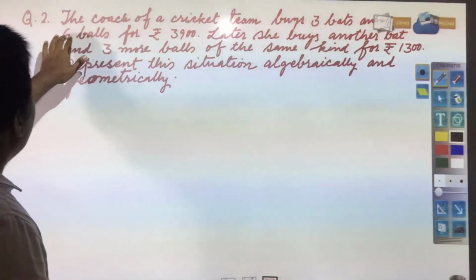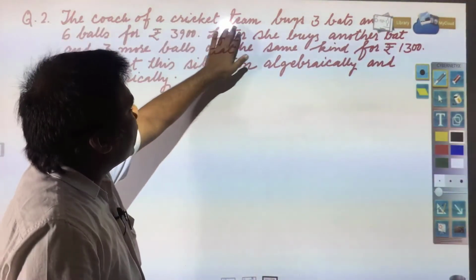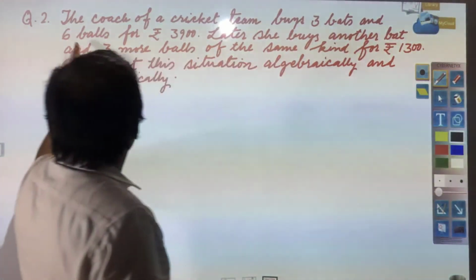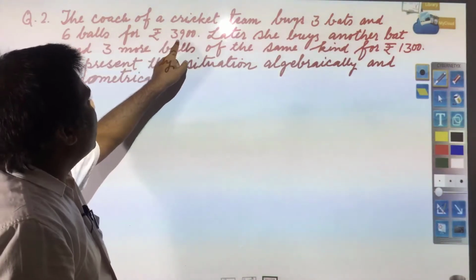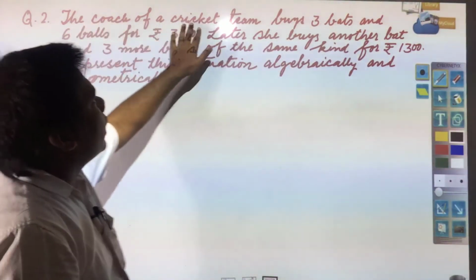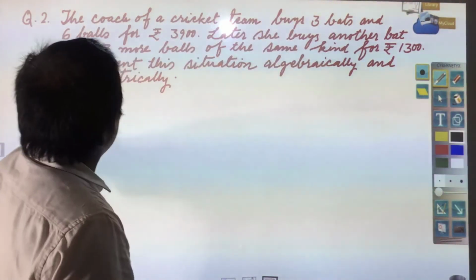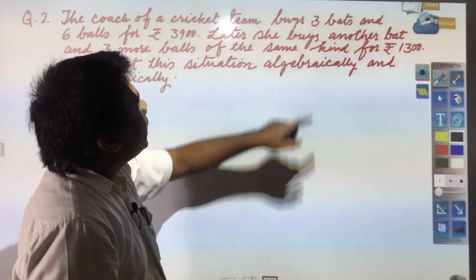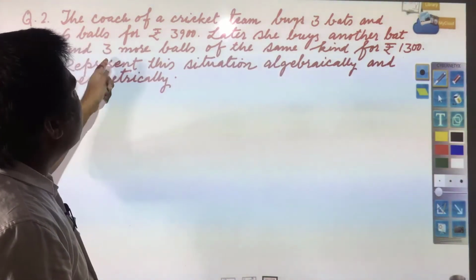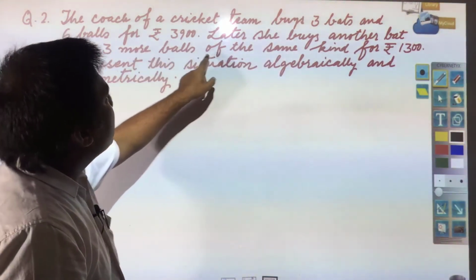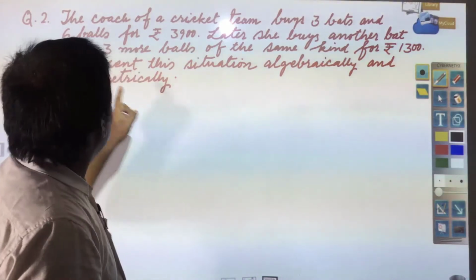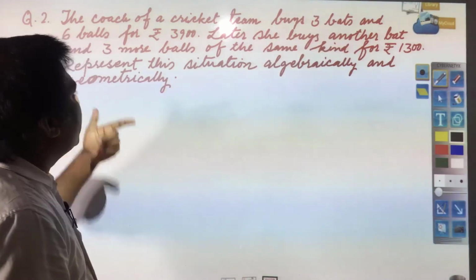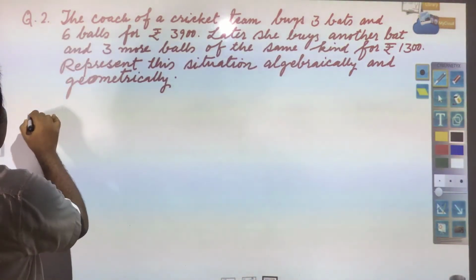Your second question says: the coach of a cricket team buys 3 bats and 6 balls for rupees 3,900. Later she buys another bat and 3 more balls of the same kind for rupees 1,300. Represent this situation algebraically and geometrically. So, how will we solve?